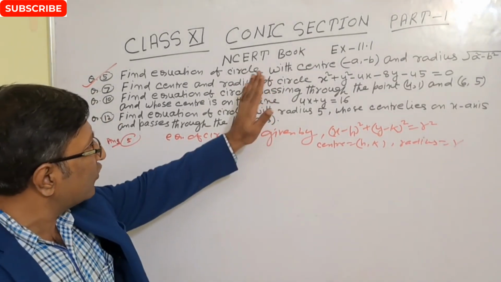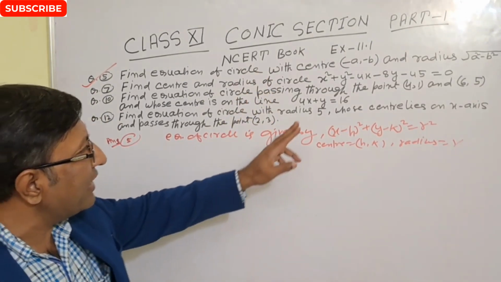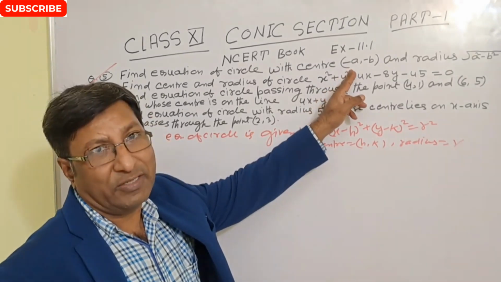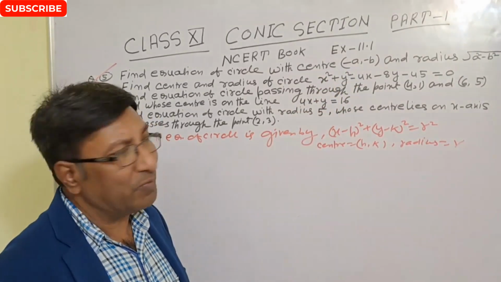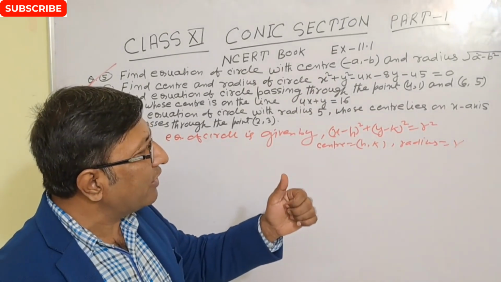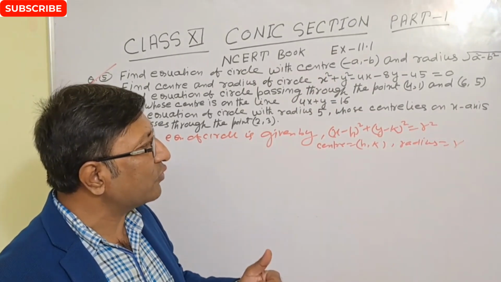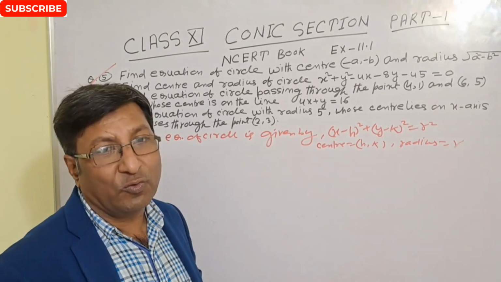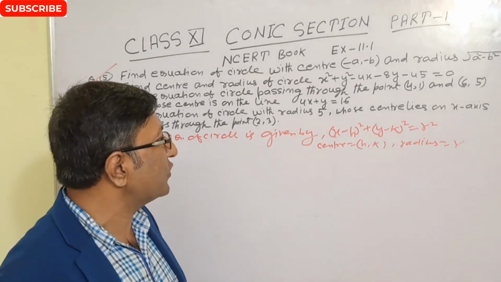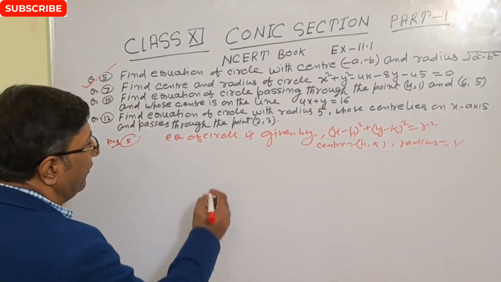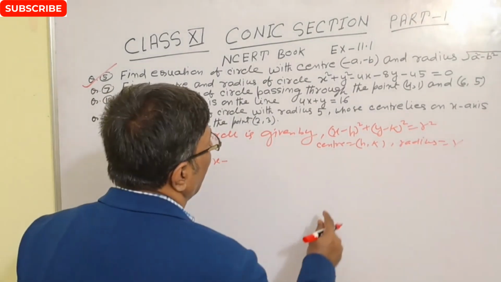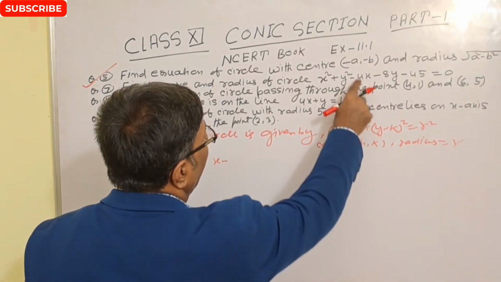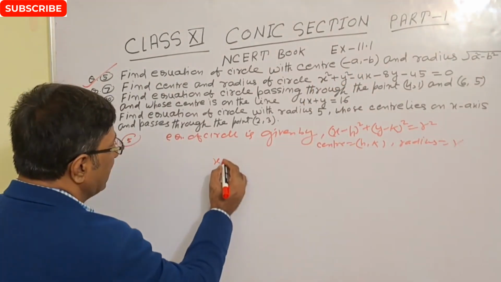Now in this question number 5, center is given -a -b. That means h is -a and k is -b, and radius given root under a square minus b square. So r is given root under a square minus b square. So my answer will be what? X minus. So what is the x coordinate of center? That is h is what? -a. So minus minus plus.